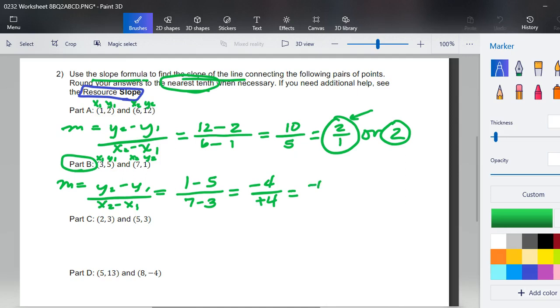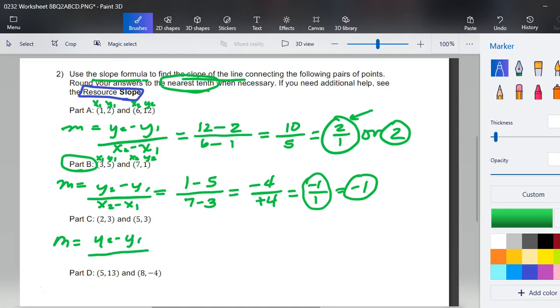And then I get this as an answer, but probably this is what you're going to want to leave it as, but there is value in seeing either of them. Both are correct. Part C, here we go.